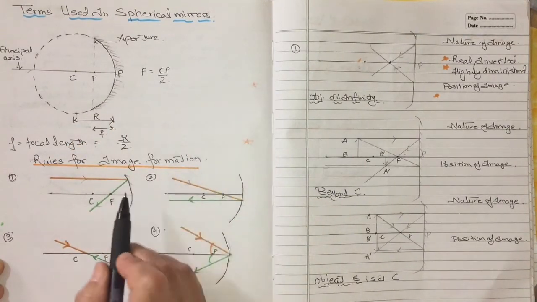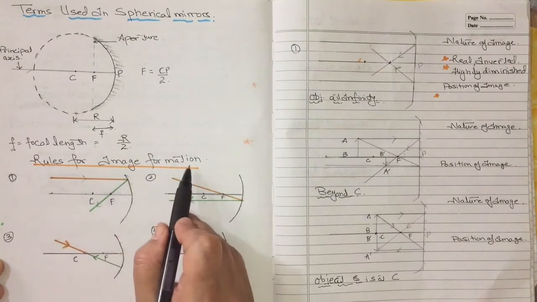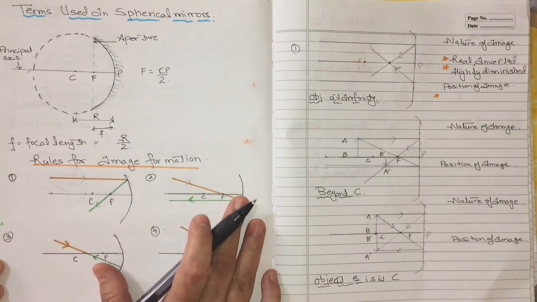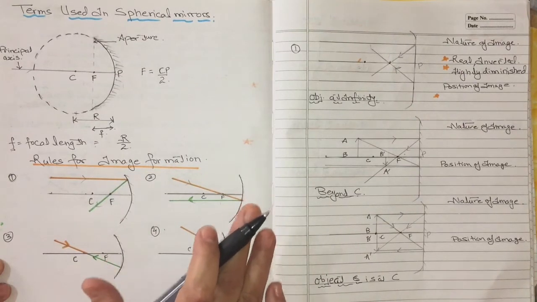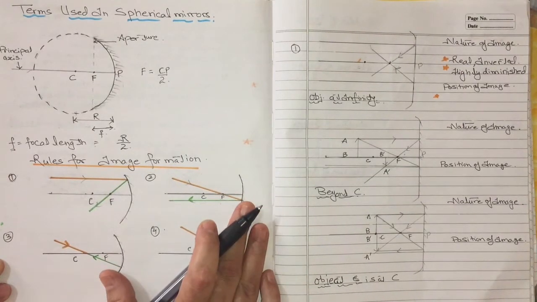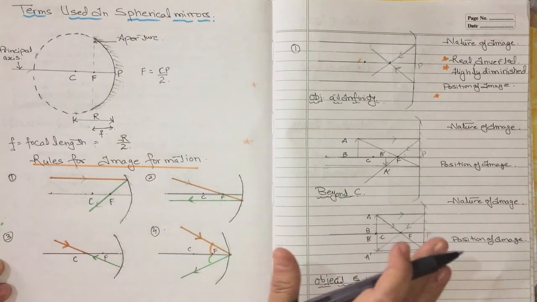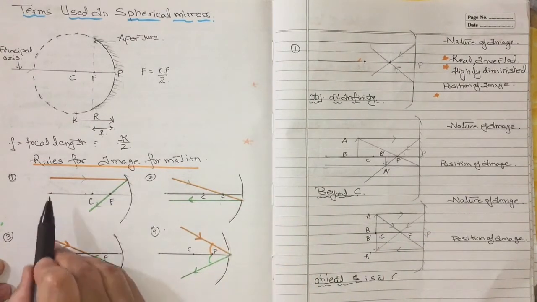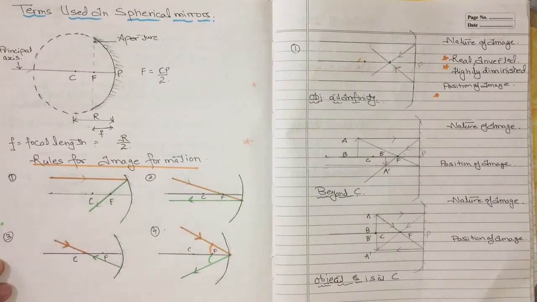Clear? Now coming to the rules for image formation. These rules are very important, students, as I have discussed in the last session, but still I want to discuss these rules before I start making our images. So the first rule says that if a light, now in case of a ray diagram, we are taking only two rays, because when two rays converge or meet at a particular point, they form an image.